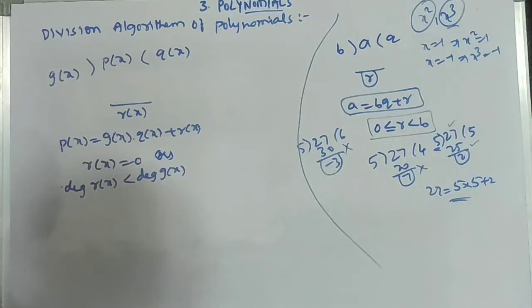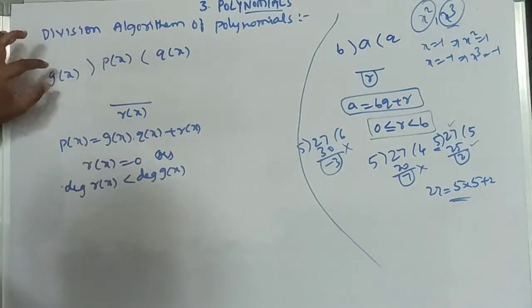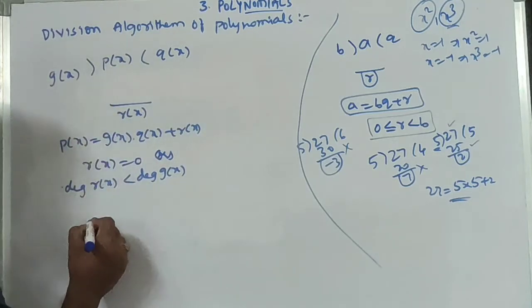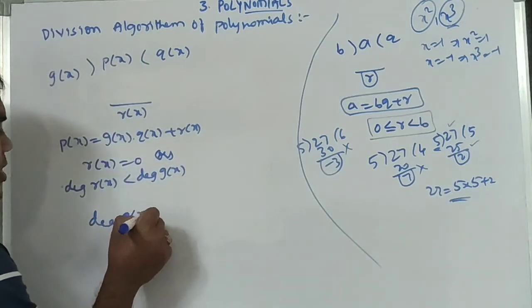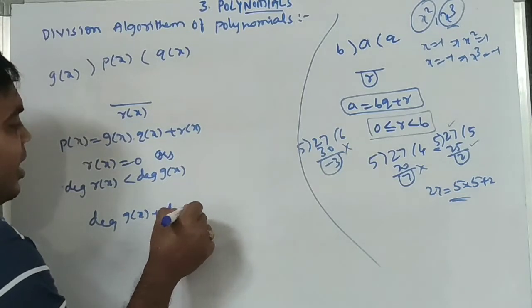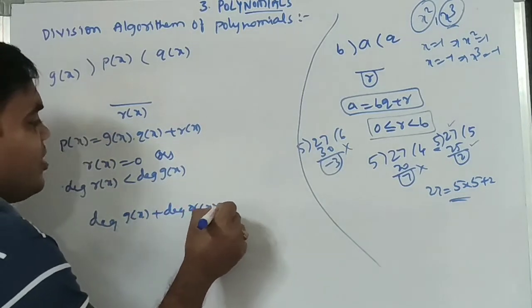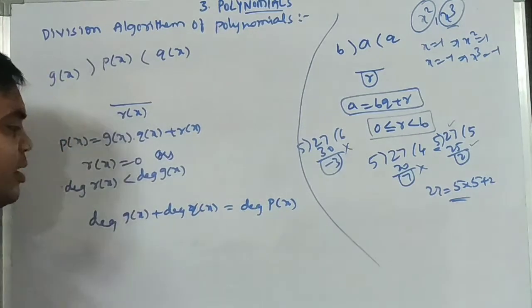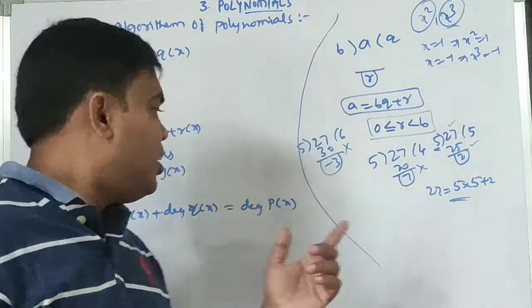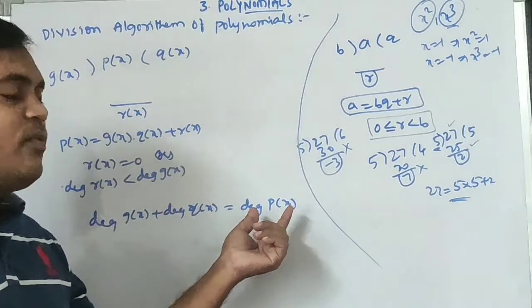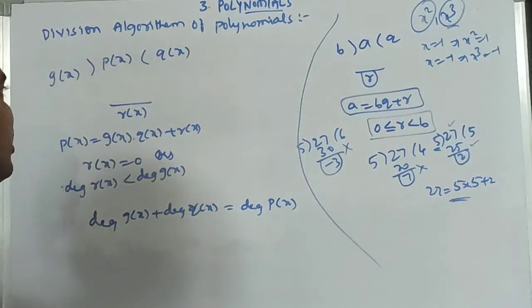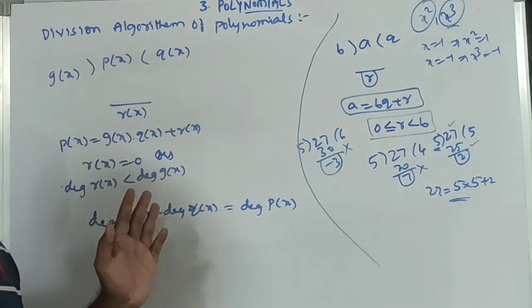And one more thing, if we are observing, this g of x, this q of x, degree of g of x plus degree of q of x gives degree of p of x. The sum of degrees of g of x and q of x is equal to the degree of p of x. Okay, now this is called the division algorithm of polynomial.